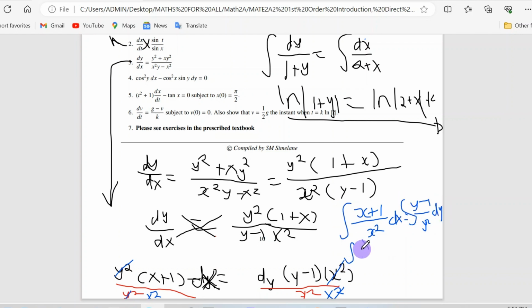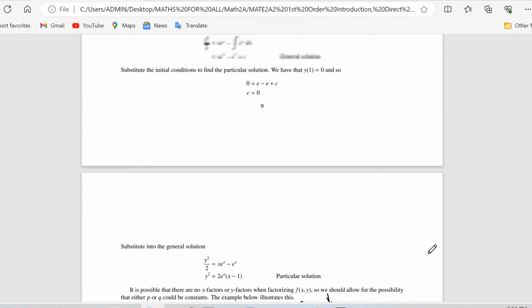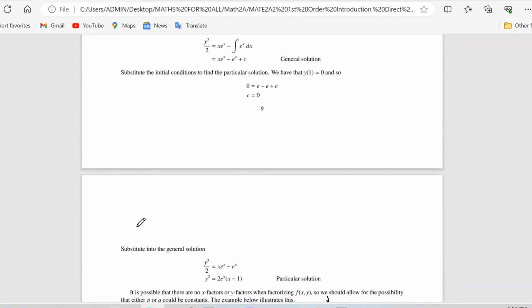So we need to split x divided by x squared plus y divided by x squared dx is equal to y divided by y squared minus 1 over y squared dy. So we will have the integral of 1 over x plus x to the power negative 2 dx is equal to the integral of 1 over y minus y to the power negative 2 dy.